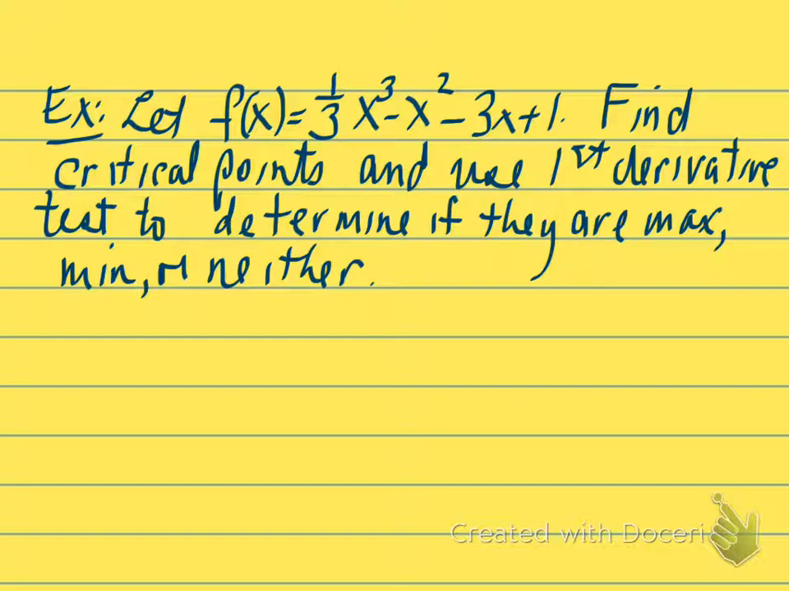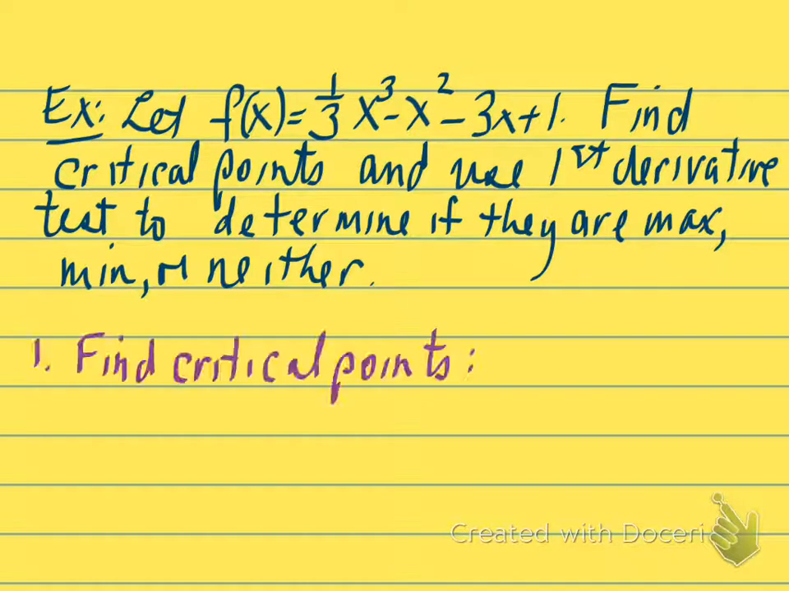So let's see an example of how we can put all these definitions into practice. So I have a function f of x equals 1/3 x cubed minus x squared minus 3x plus 1, and I'd like you to find the critical points and then use the first derivative test to determine if these critical points are maxes, mins, or neither. So step 1, we need to find the critical points. So you should do this and then come back and watch the video.